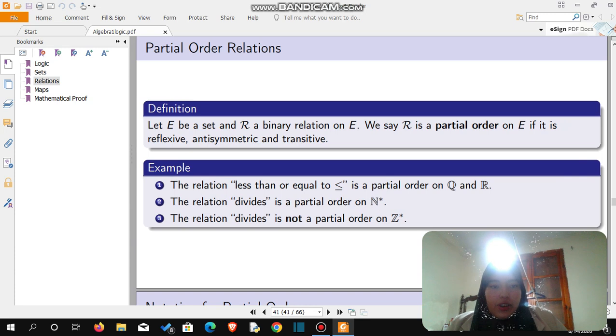Partial order relation. Let E be a set and R be a binary relation on E. We say R is a partial order on E if it is reflexive, antisymmetric, and transitive. Reflexive: x is in relation with x. Antisymmetric, which means x R y and y R x.